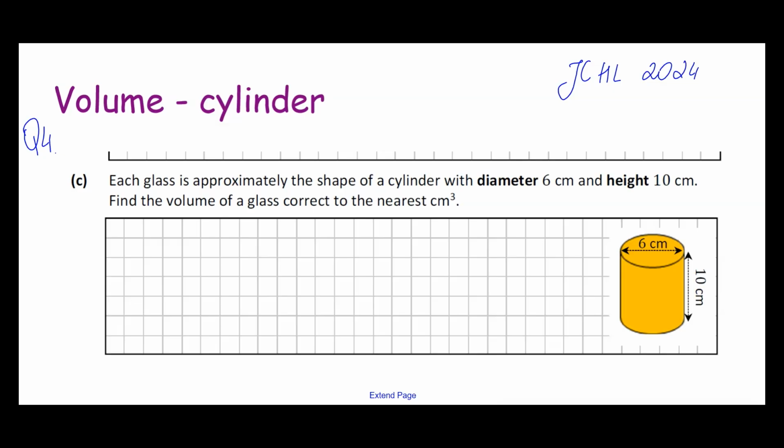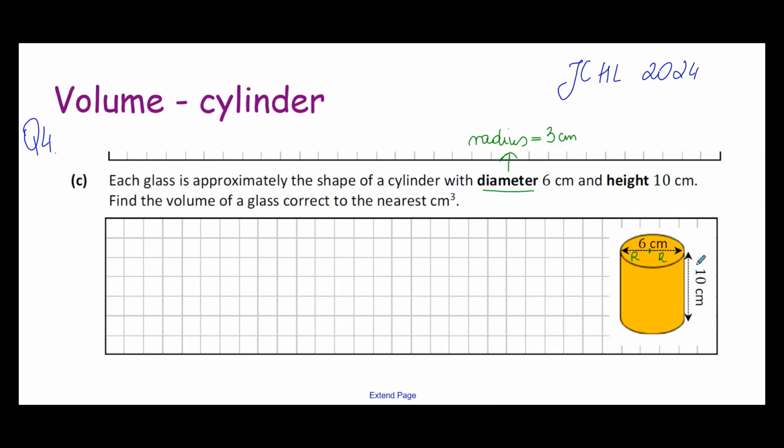Volume of a cylinder. Okay, let's see. Each glass is approximately the shape of a cylinder with a diameter of 6. Now, once you see the word diameter, what you actually think about is radius, because in all our formulas, really, it's a radius that we're going to be using. So radius is what? Half of the diameter, so that means 3 centimeters, because the radius will be here, and that will be radius here.